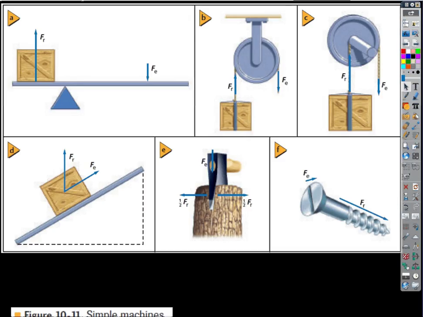Is that an axle with a wheel? Yeah, it's a wheel and axle. You see what's going on here? You've got a rope that's attached. This rope is wound around that small axle, and that's what the box is hanging from.